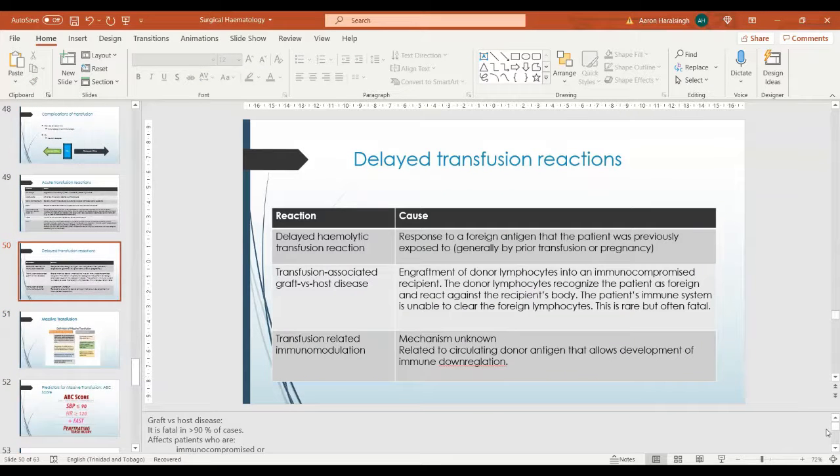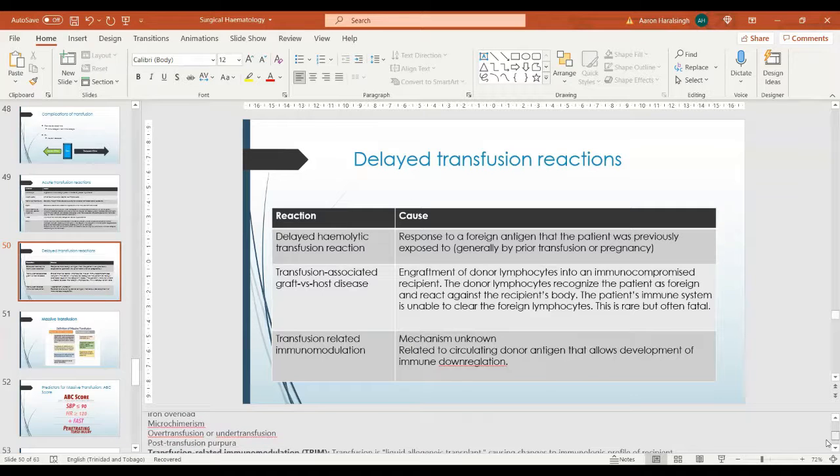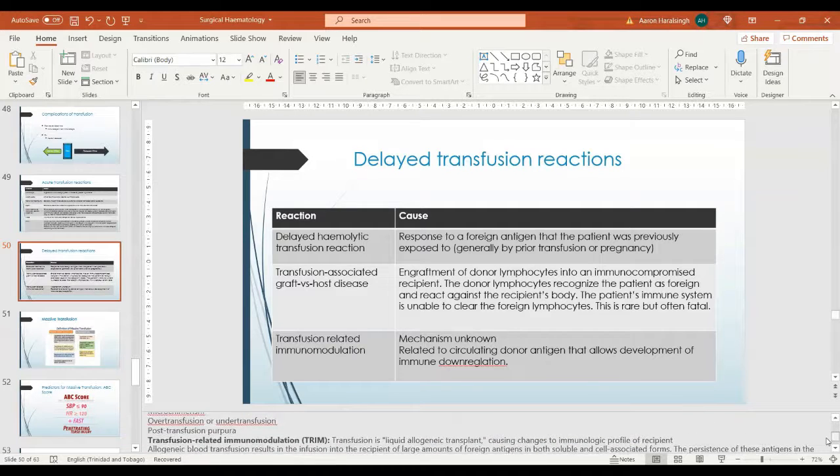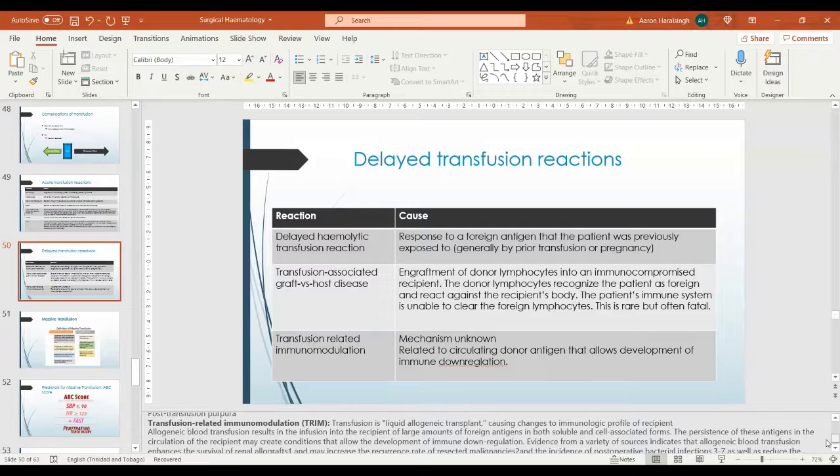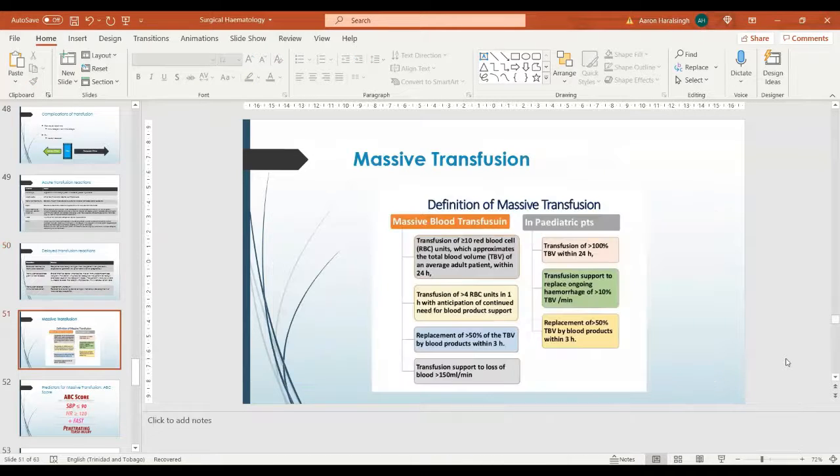Some of the other complications that can occur as a result of transfusion include things like iron overload, overtransfusion or undertransfusion, post-transfusion purpura, and transfusion-related immunomodulation, which is called TRIM.